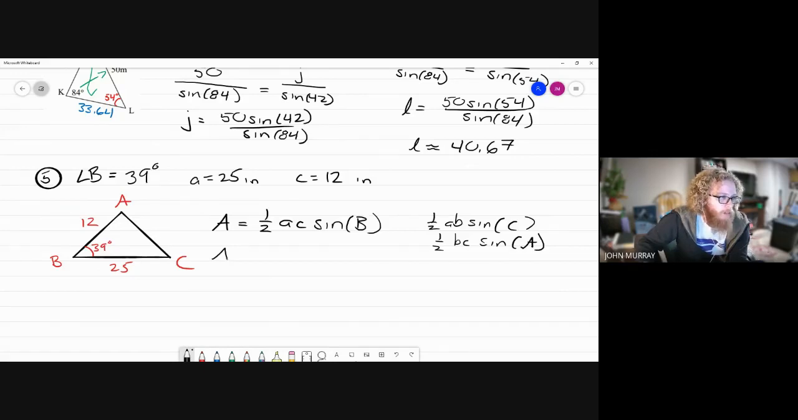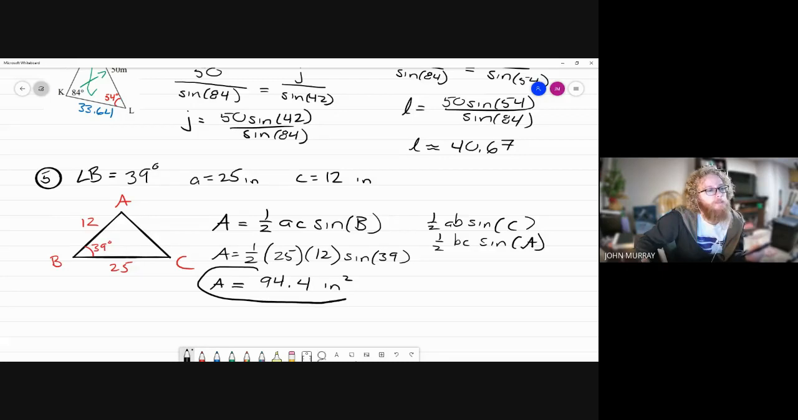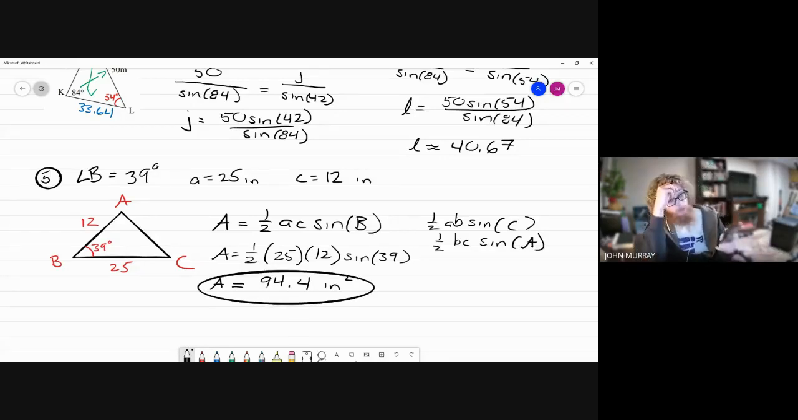All right, so our area is 1/2 of 25 times 12 times the sine of 39, and we can just plug that all in. 0.5 times 25 times 12 times the sine of 39. And our area is, I'll say, 94.4 square inches. All right, any questions there?